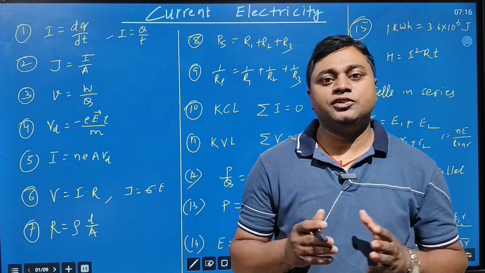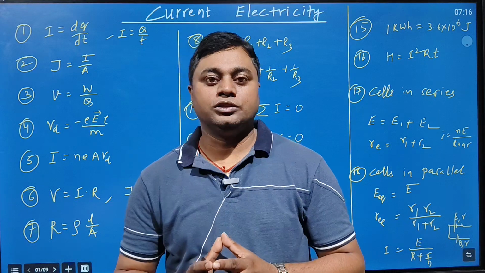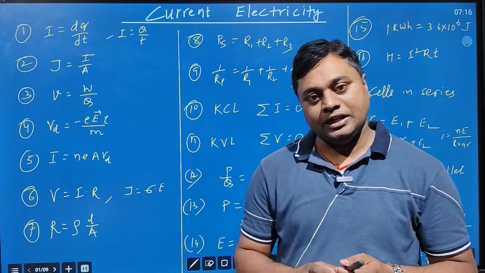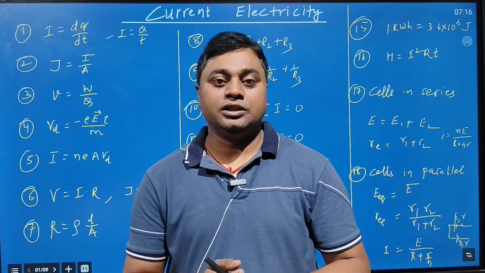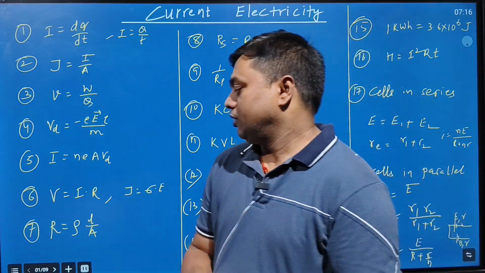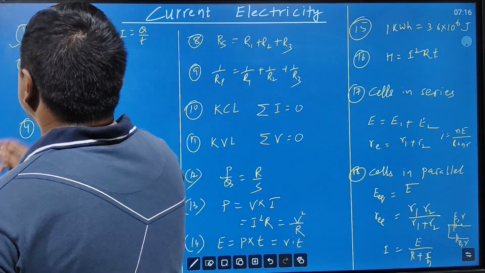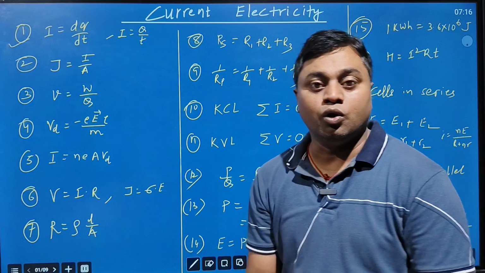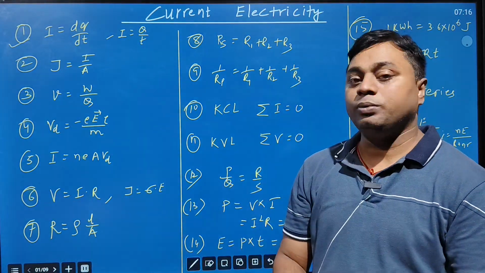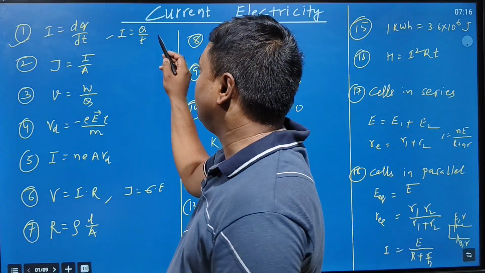Hello everyone. In this video, we are going to learn all the important concepts of current electricity for KCET, second PUC, CBSE 12th as well as NEET. Okay, we talk about the I. I is nothing but the current, rate of flow of charge. I is equal to what? dq by dt, charge flowing per unit time.